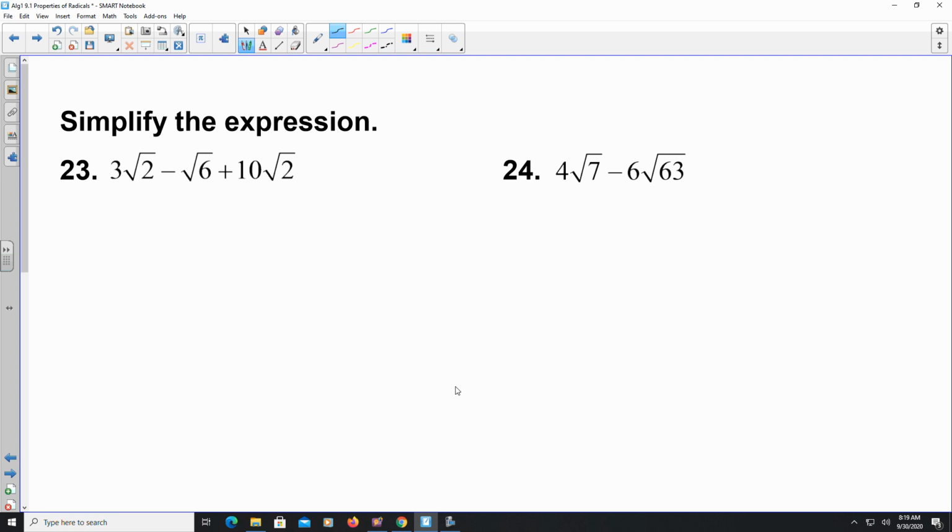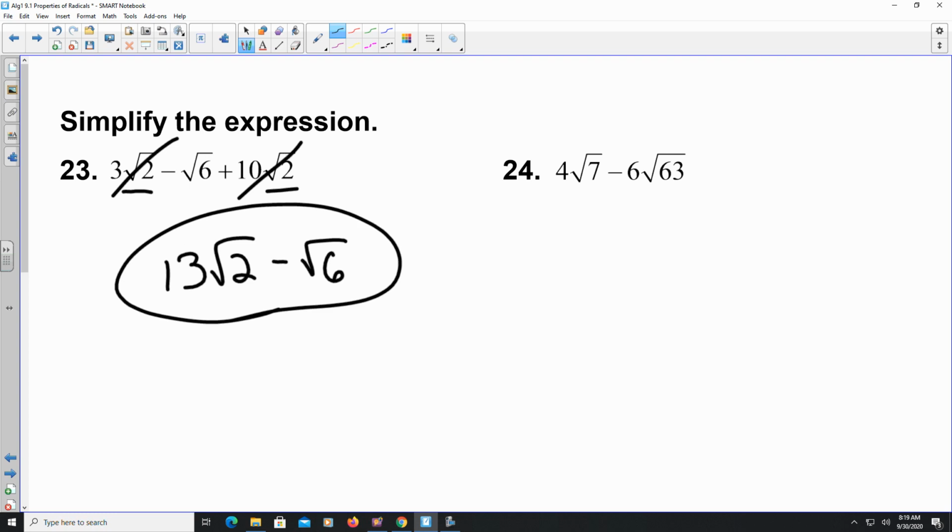All right, we'll do a couple of these, and then, like I said, if you have additional questions, please make comments, and I'm more than happy to work out these problems. So here, I see I have square root of 2 and square root of 2. They're the same, so I can take 3 plus 10, which is 13. So it's 13 times the square root of 2. The only thing that's left over is square root of 6. That's what I have as simplified.